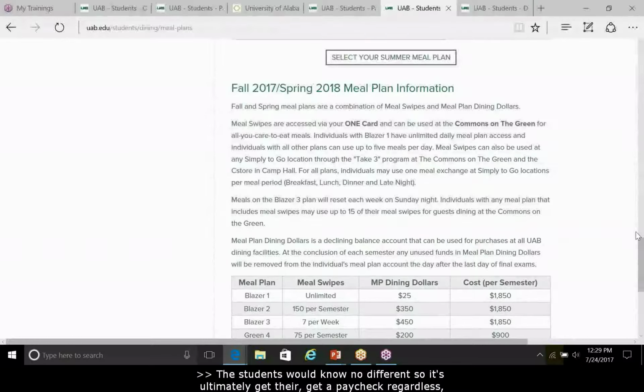The students would know no difference. They would ultimately get a paycheck regardless. Right. It is just the question becomes, where is the university getting the funding to pay for the paycheck?